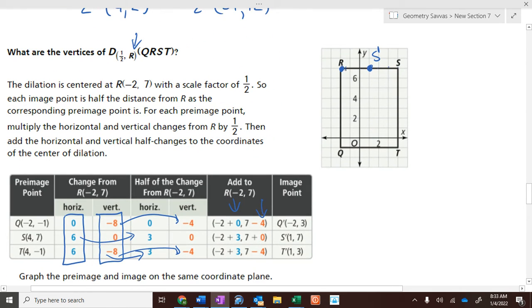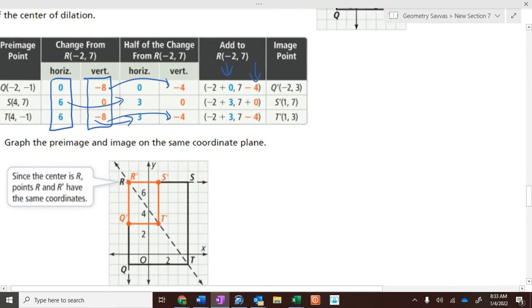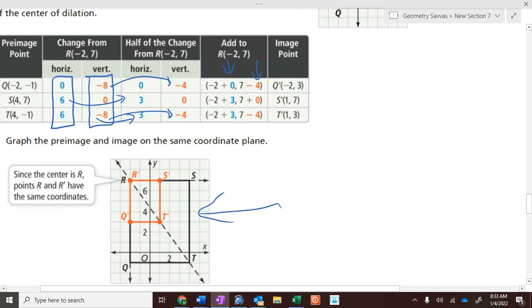Okay, Q is 8 down. So what's half of 8? 4. So you go 4 down from R. The new Q is right here. And common sense would be, okay, we're making a rectangle. So the new T would be right there. So there's a reduction of 1/2. Okay, which is what they got there.